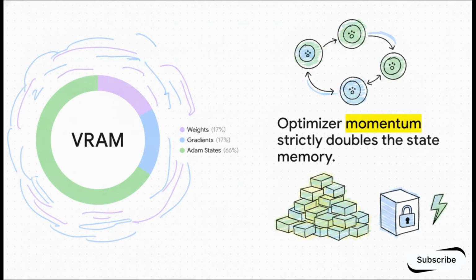Take a 7 billion parameter model. The weights take up 14 gigabytes. Gradients take another 14. But because Adam tracks momentum and velocity, you are forced to dedicate a staggering 56 gigabytes of VRAM just to those velocity buffers. This physical toll is literally the reason 8-bit optimizers were invented, to compress this massive, expensive momentum state.